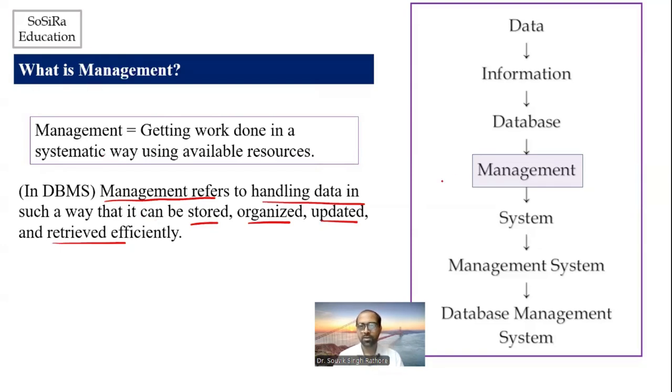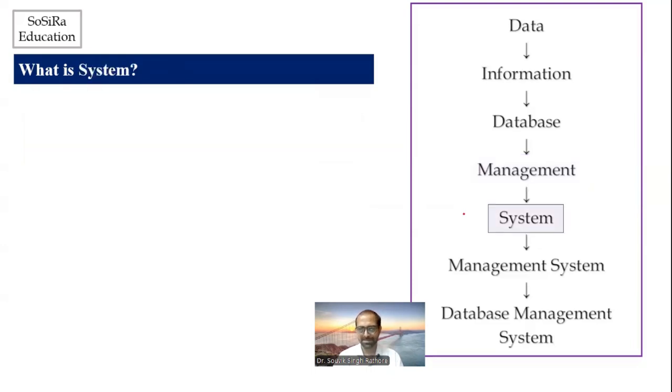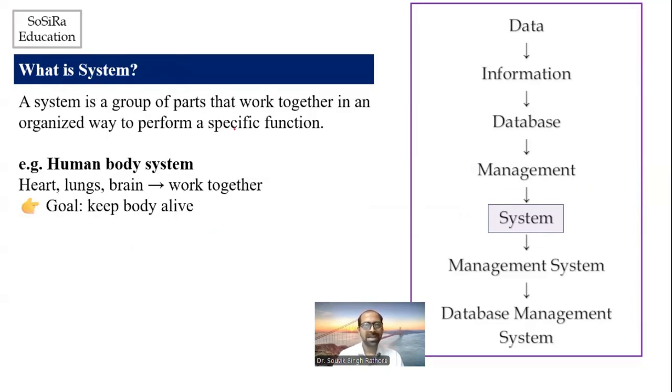Next, we come to the word system. What is a system? I think since your childhood, you have been learning about the solar system, the muscular system, the skeletal system, the circulatory system, the nervous system, and so on. So a system is a group of parts that work together in an organized way to perform a certain specific function.